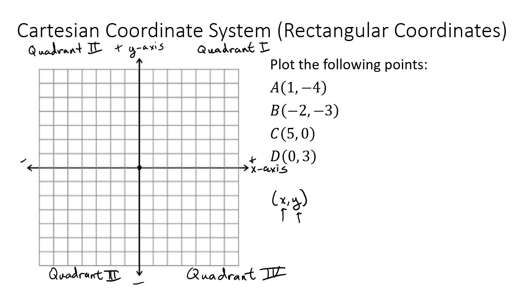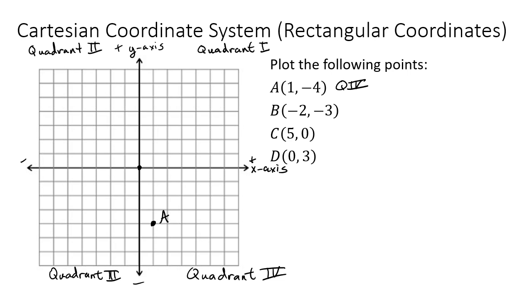So let's just quickly plot the 4 points listed on the page and identify what quadrant they're located in. Let's start with this ordered pair A. If you see just a capital letter in front of an ordered pair like that, that's just the label for the point. This is the ordered pair 1, negative 4. The 1 tells us we go 1 to the right in the positive x direction. And the negative 4 tells us we go 4 down, 1, 2, 3, 4, in the negative y direction. So that ordered pair would be right here, which means A would be in quadrant 4.